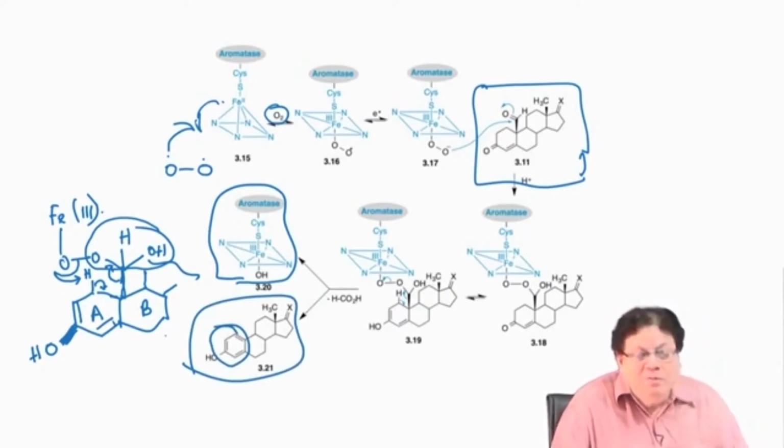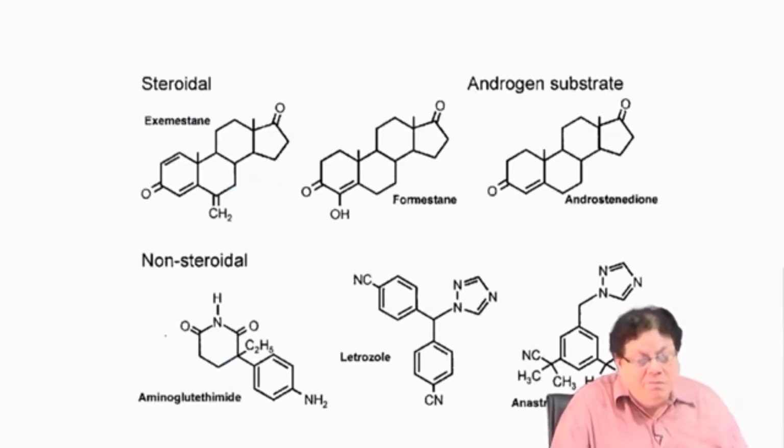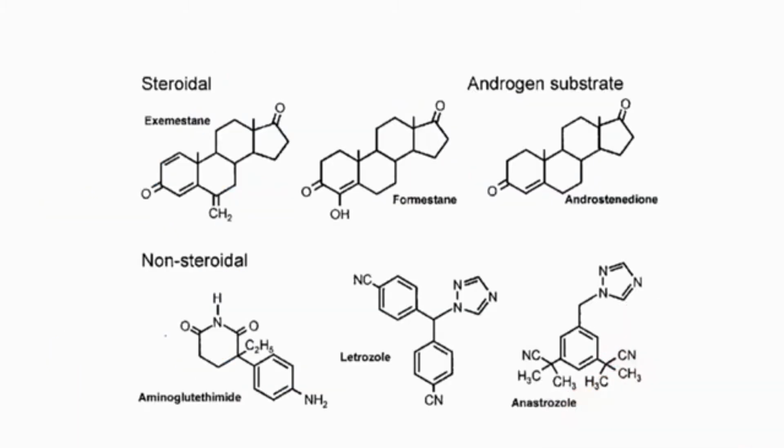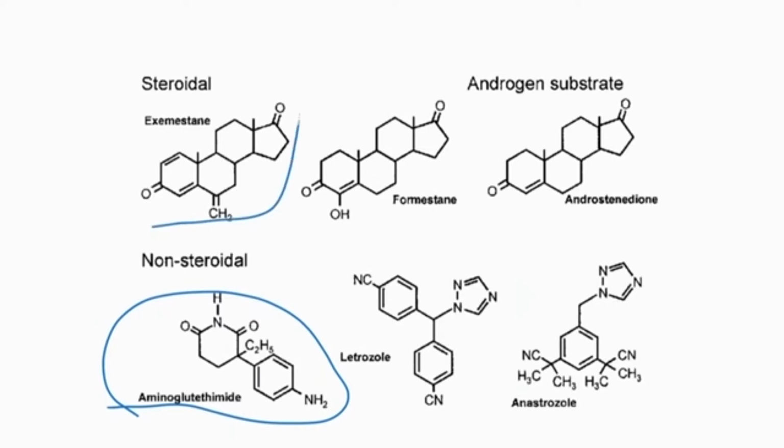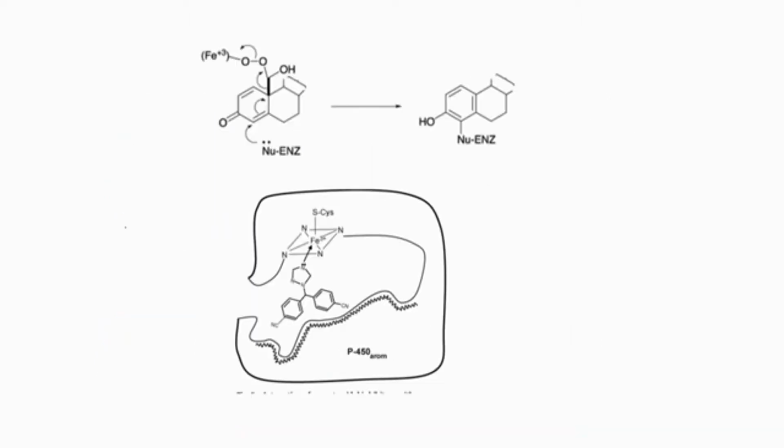If you want to make inhibitors of this, there are drugs which are available in the market. There are non-steroidal drugs also. These have no apparent relation with the steroid, but they are inhibiting the aromatase. And these are steroid type molecules. How do they act as inhibitors? I will show you in the next slide.